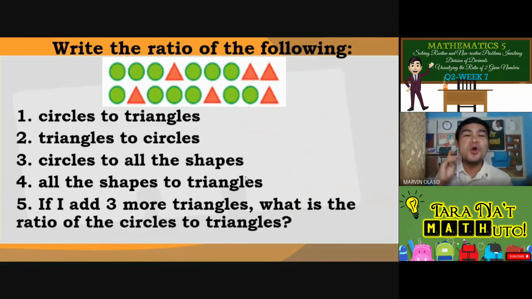Alright, ayan, kung nakakuha kayo ng 4 or 5, it means you mastered already the concept. You know how to visualize ratio. And I think kung marunong ka na, you are now ready to answer your self-learning module. Kaya, ano pang hinihintay mo? Pagkatapos nito, pwede mo nang sagutin ang mga activities sa iyong self-learning module.